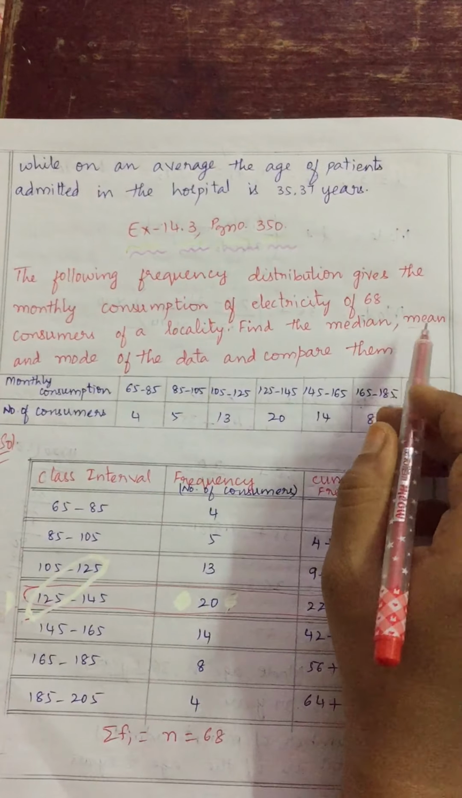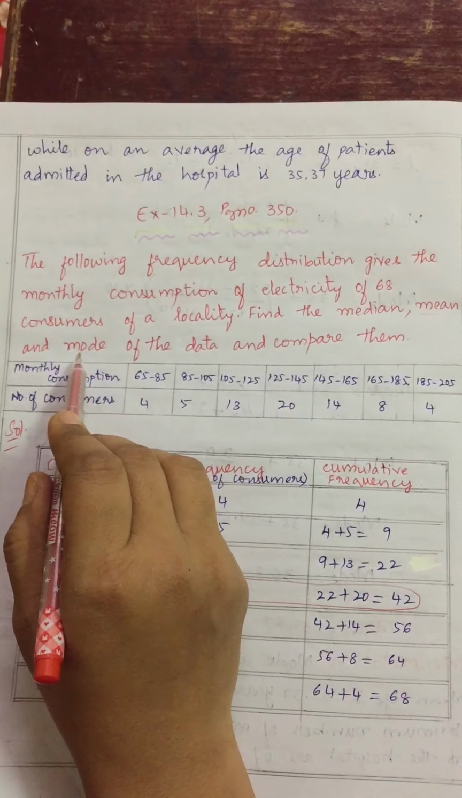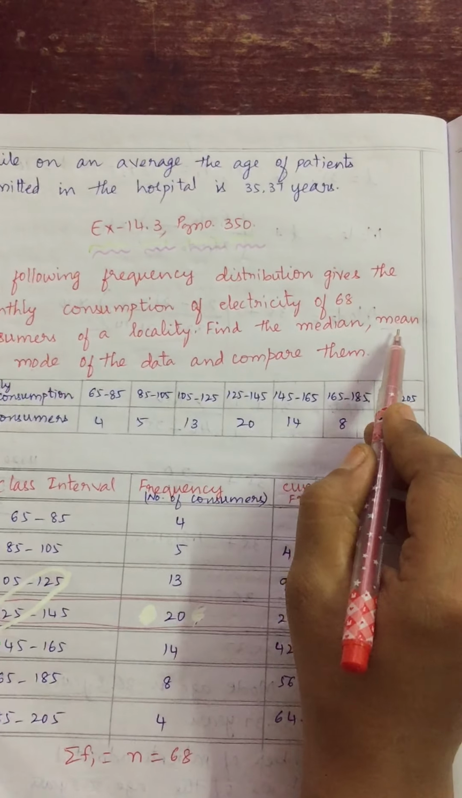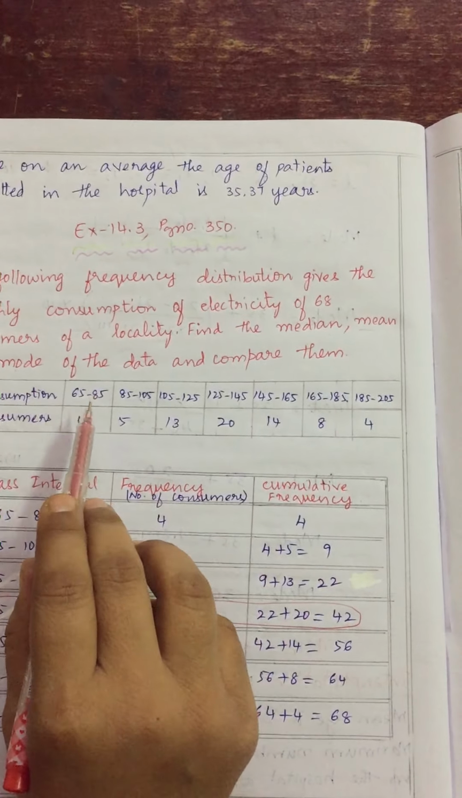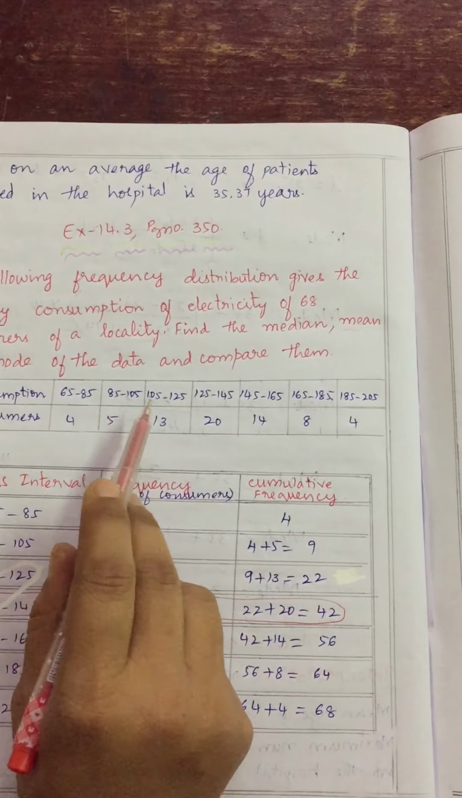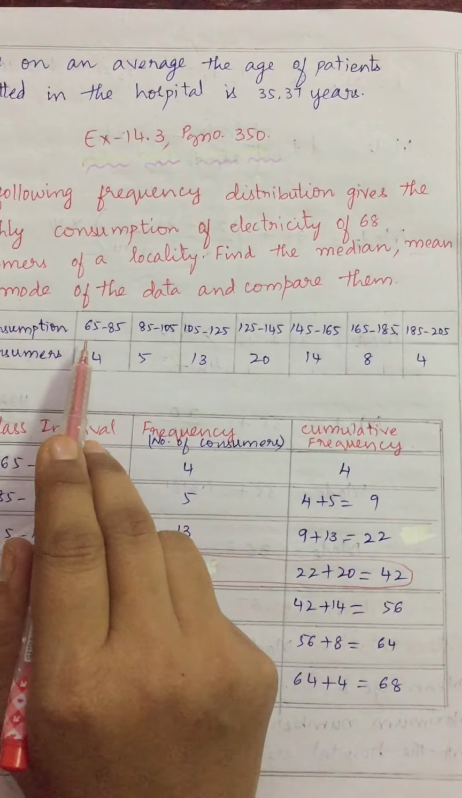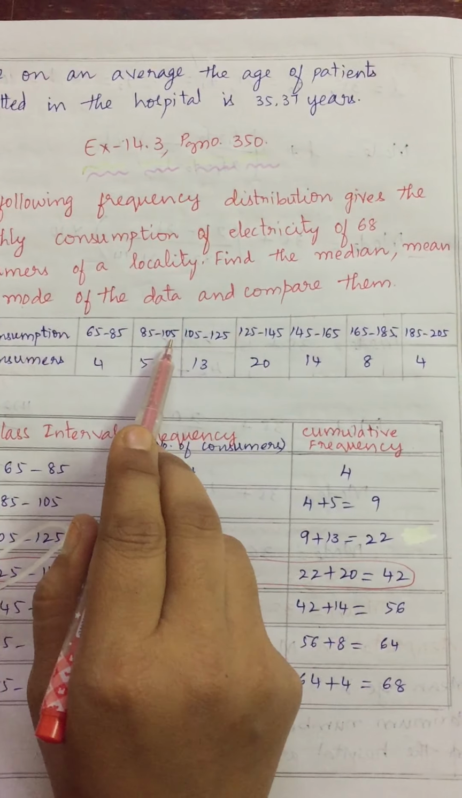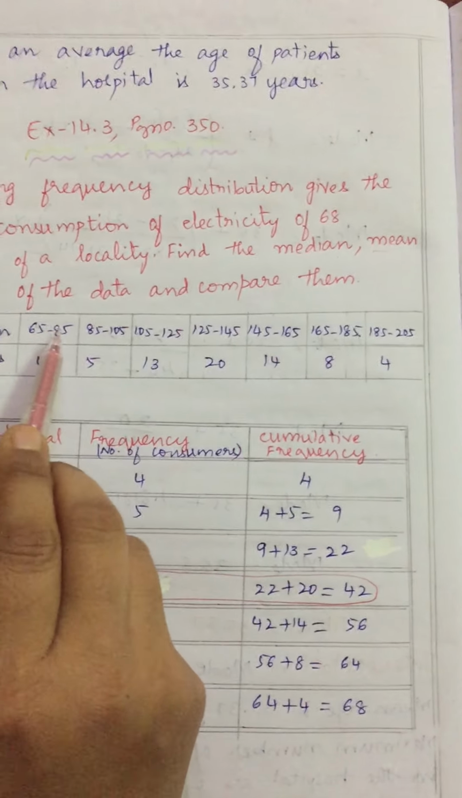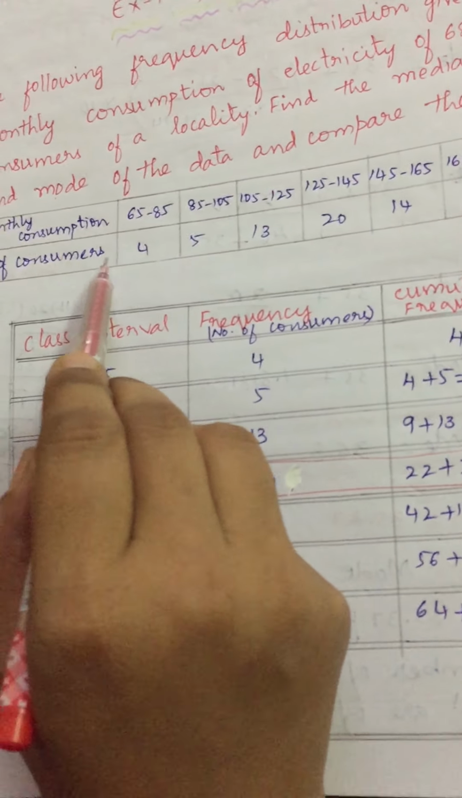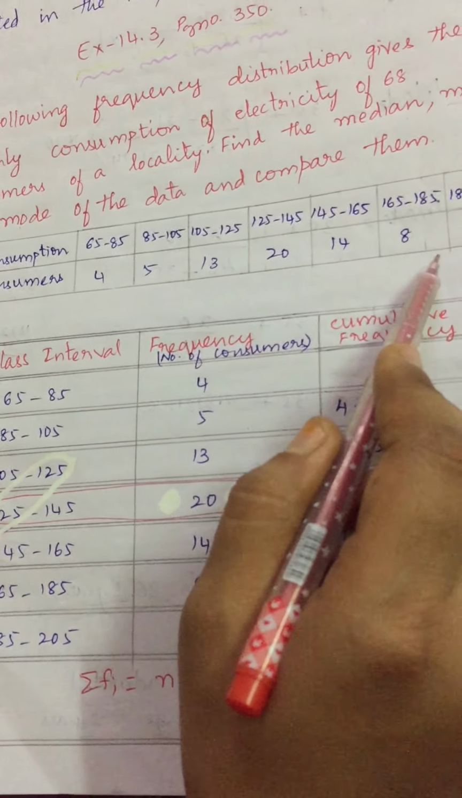It says again median, mean and mode. Mean we discussed in the previous class. Mode we discussed just now. So again I will show you only median. Your homework is to find the mean and mode of the same given table. Clear, children? And compare, it mentions. Let's see what is given. Monthly consumption is given as 65 to 85, 85 to 105. So how much is the difference, children? There is a difference of 20. And the number of consumers is given as 4, 5, 13, 20.